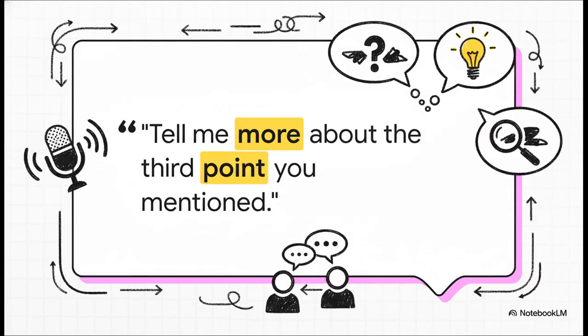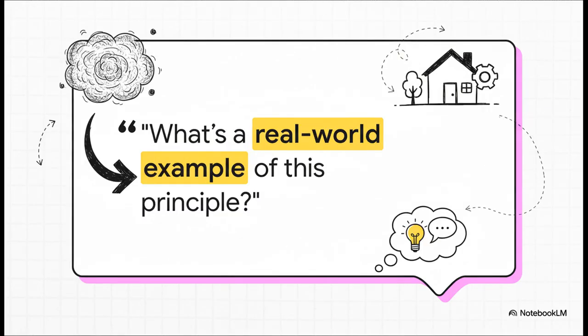Or what if a certain point really grabs your attention? You can tell the AI to go deeper by saying something like, tell me more about that third point. You're now in the driver's seat, telling the AI to expand on what's most interesting to you. This one is such a game changer for learning. Connecting an abstract idea to a real, concrete example is one of the best ways to make new information actually stick. And asking for a real-world example is a fantastic way to do just that.